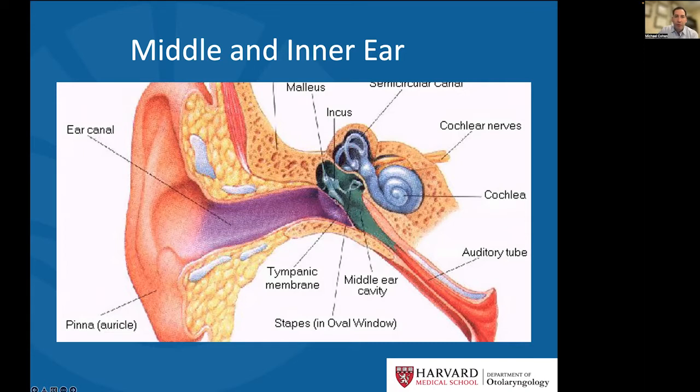And when mucus is produced by this middle ear space in a manner that can't successfully drain through the eustachian tube, we get a condition called middle ear fluid or otitis media with effusion. And we'll talk about that a little more.